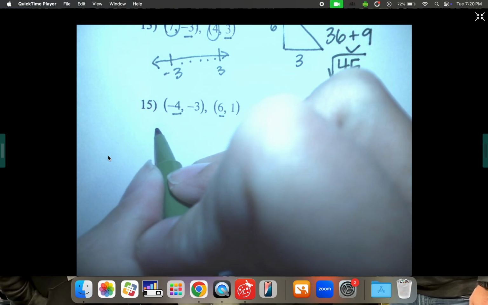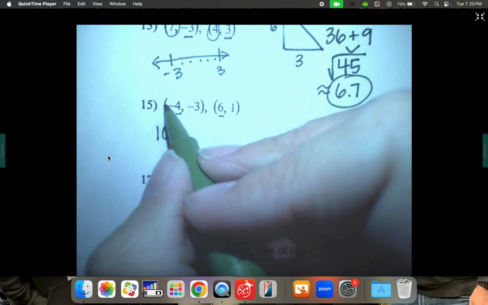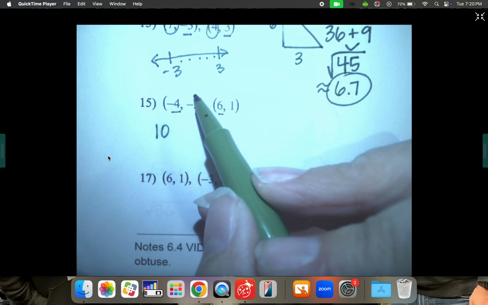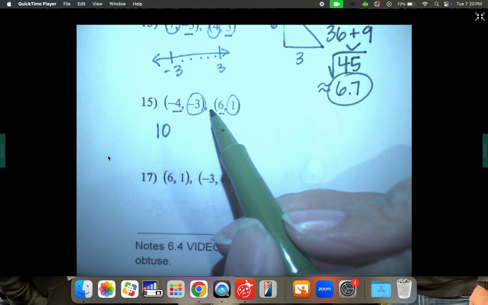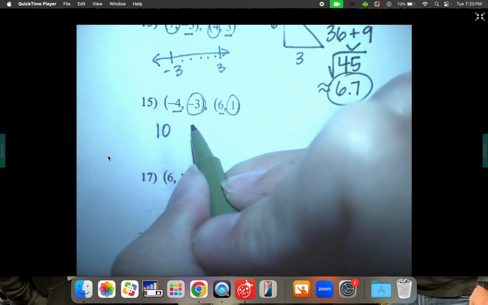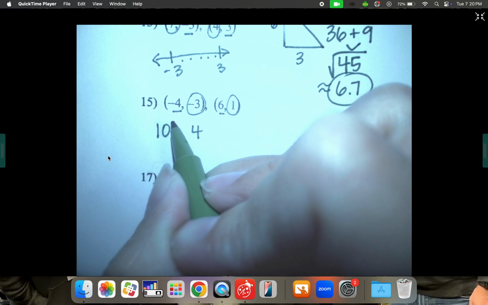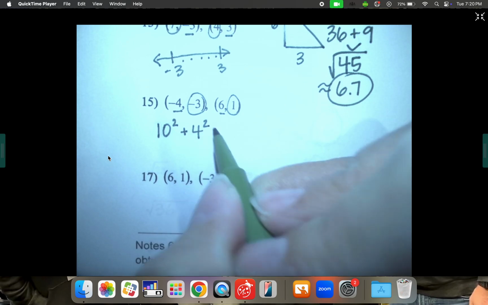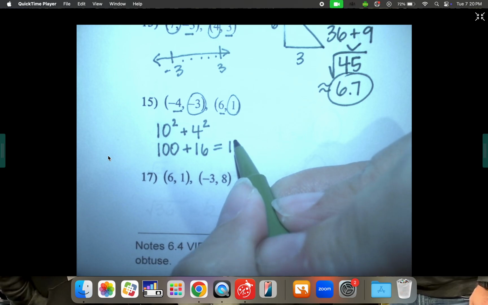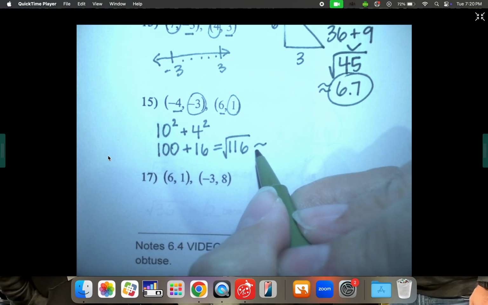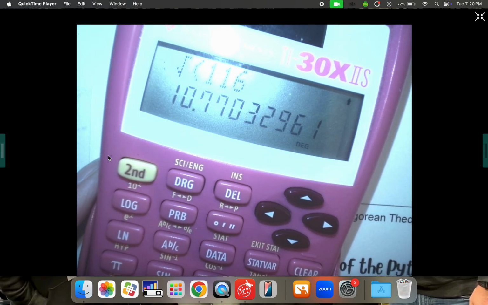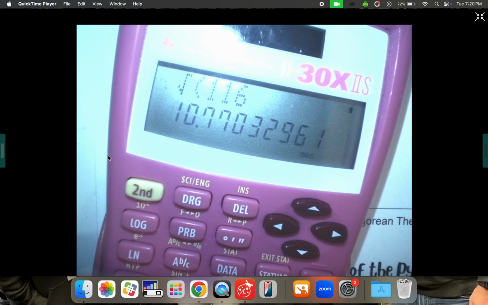-4 to +6 is a distance of 10. So on the y's now, let's look at just the y coordinates. We moved from -3 past 0 all the way to +1. So we moved 4. So you have a leg length of 10 and a leg length of 4. So you are going to be adding 100 plus 16 and then take the square root of that. So the square root of 116 is about 10.8.